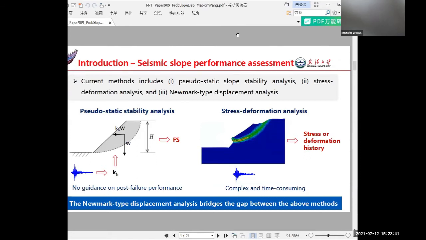The pseudo-static stability analysis is simple, but provides no guidance on the post-failure performance. On the other hand, the stress deformation analysis can derive the stress deformation history, but is complex and time-consuming. So the Newmark type analysis bridges the gap between the 2 methods.